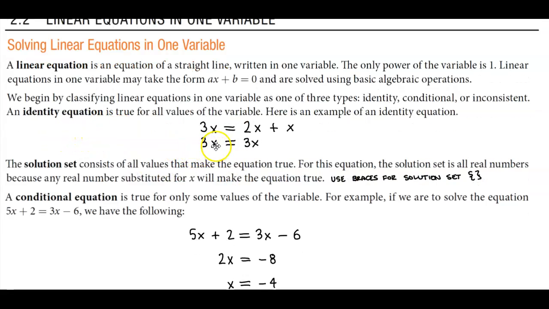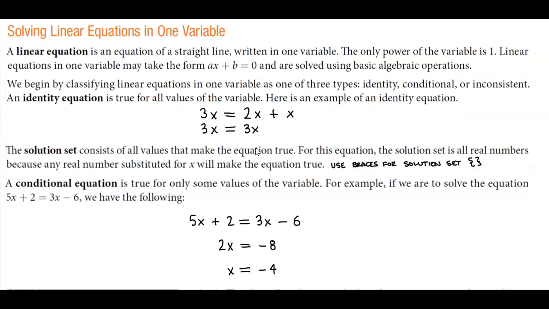What that means is whatever you plug in for x, it's always going to be equal to each other. If I pick 1 for x, well, 3 times 1 is going to equal 3 times 1. If I pick negative 5 for x, 3 times negative 5 is negative 15, and that's going to equal 3 times negative 5, which is negative 15. Now the solution set consists of all values that make the equation true. So for this equation, the solution set is all real numbers because any real number substituted for x will make the equation true. Now whenever you find solutions, use braces for a solution set.